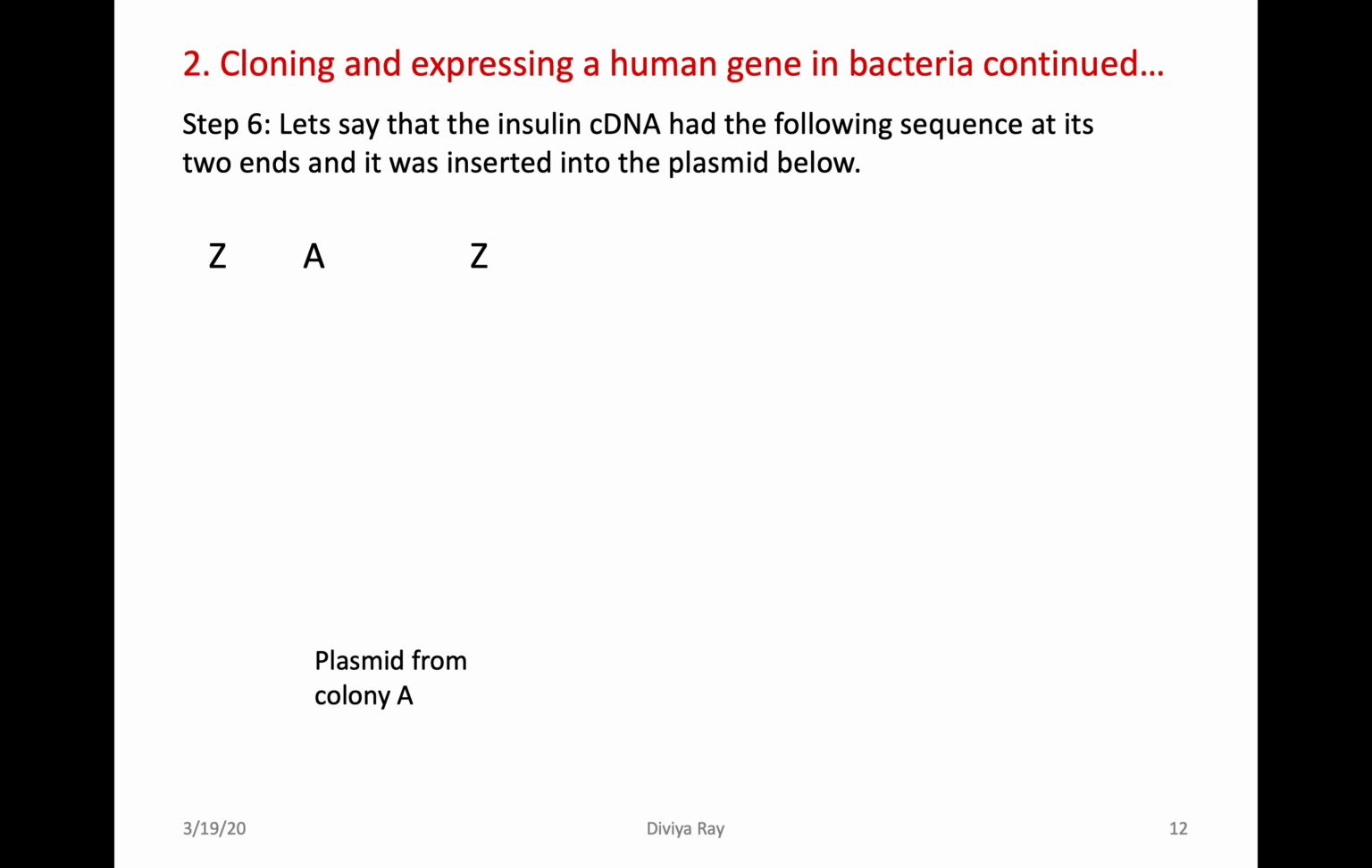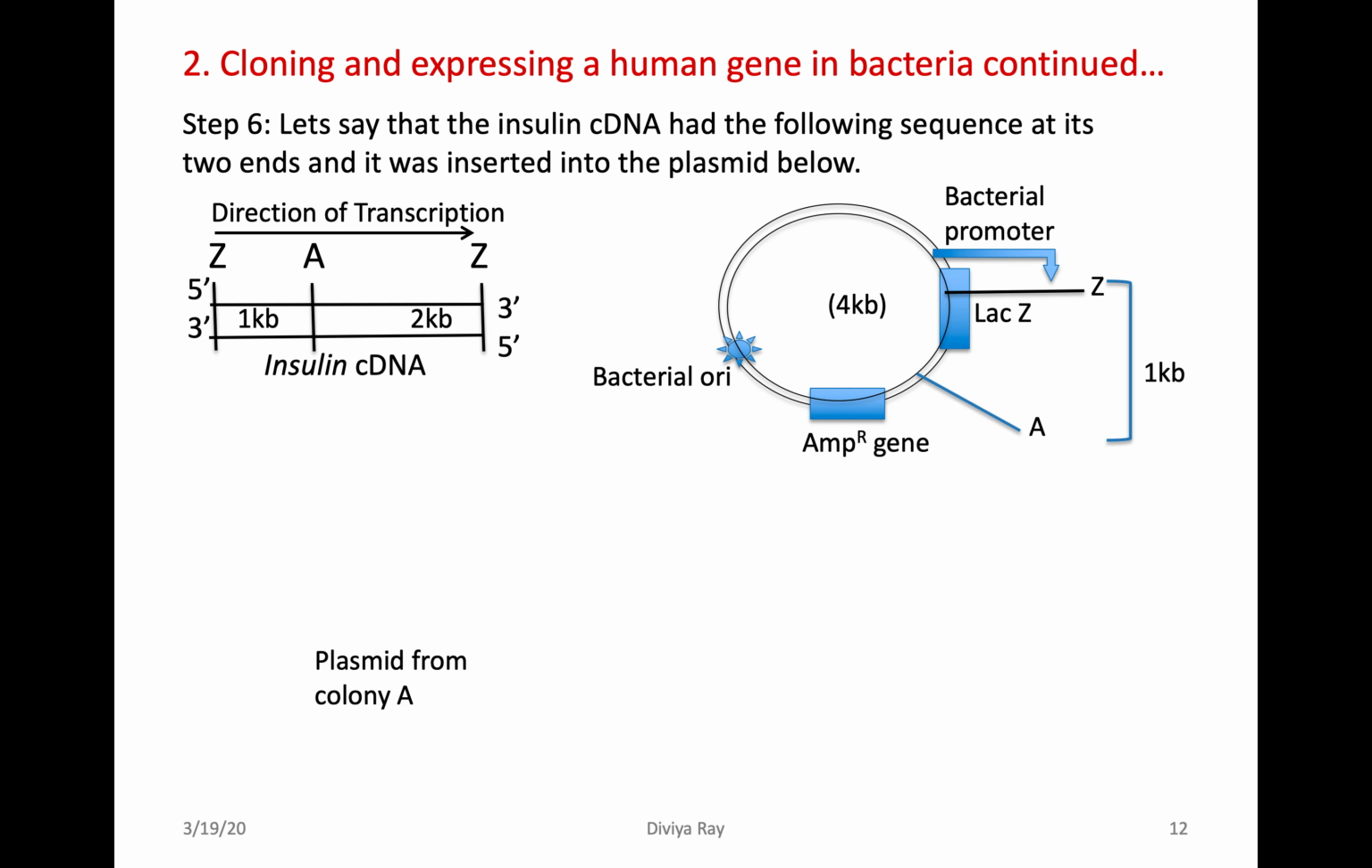So I'm going to diverge a little bit over here. Let's say this is the insulin gene. And for the sake of this experiment, let's assume that it has the site for restriction enzyme Z, and it also has a site for restriction enzyme A. So you are getting this insulin cDNA as a Z cut fragment. And you clone this in this plasmid that has the site for restriction enzyme Z as well.